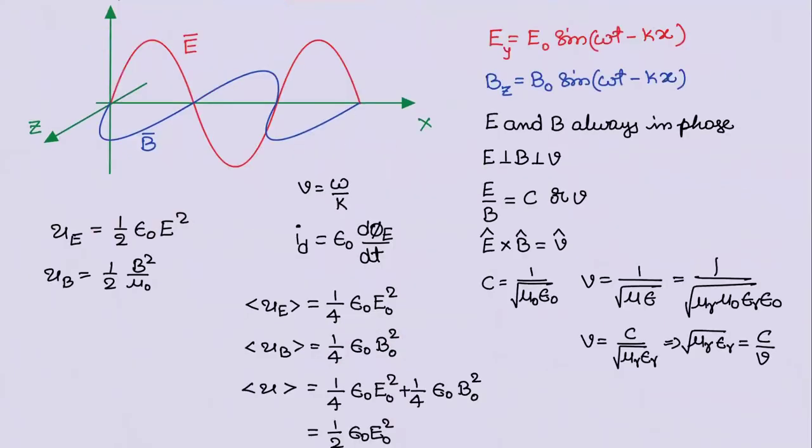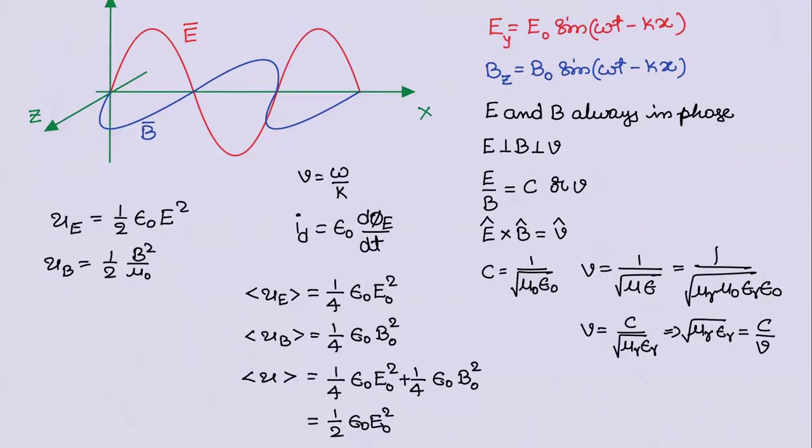Be careful. So in a nutshell, of course, you can also write this as half B naught square by mu naught. You can take it like this also. Almost all the required formulas of electromagnetic waves are there in this.